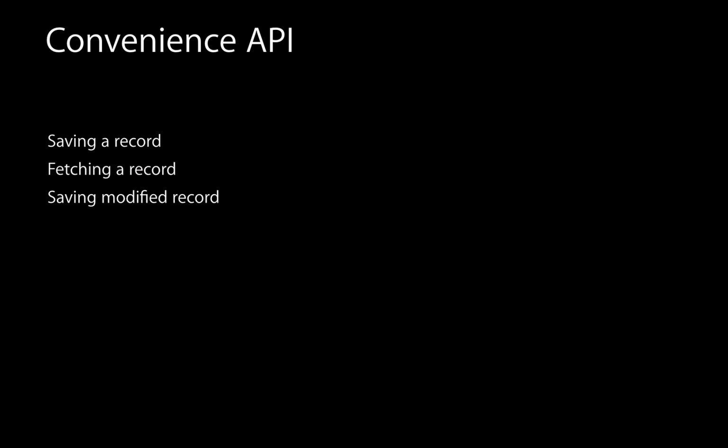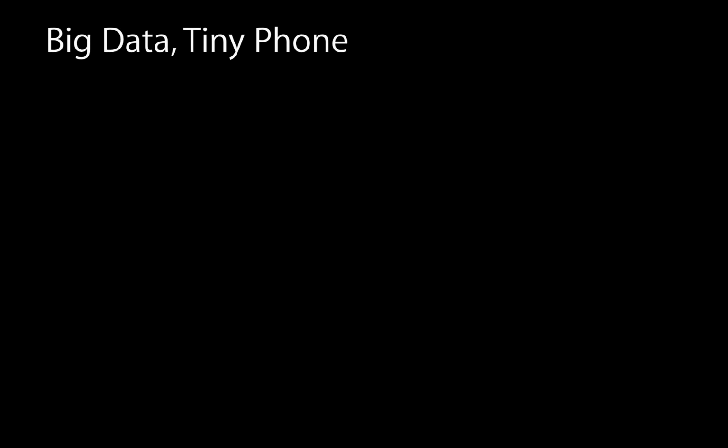What are some problems we're going to run into? Well, at that point, we've got big data and a very tiny phone. The more popular my app becomes, the more data on the database, the less reasonable it is to have a cache of that entire data locally on my device. So how are we going to solve this?